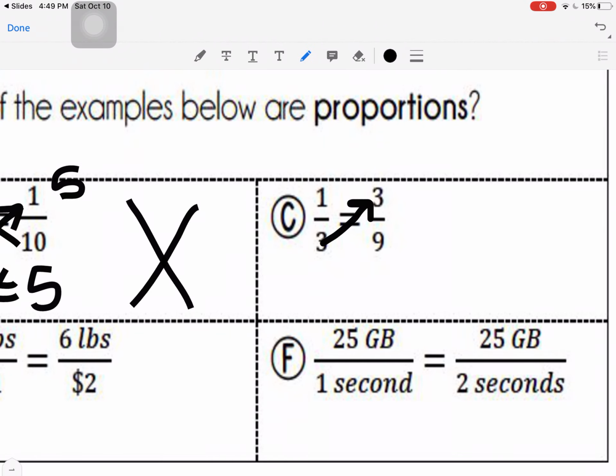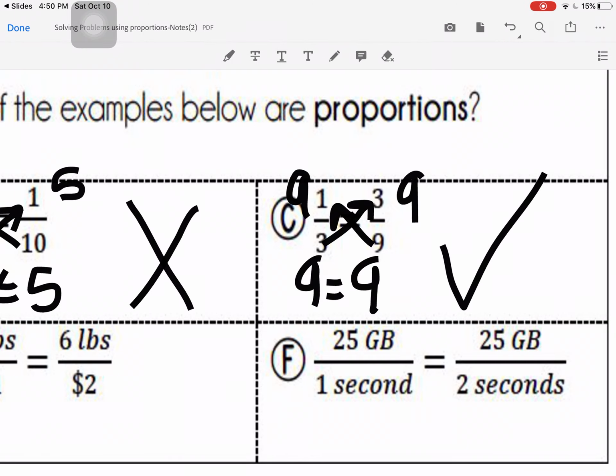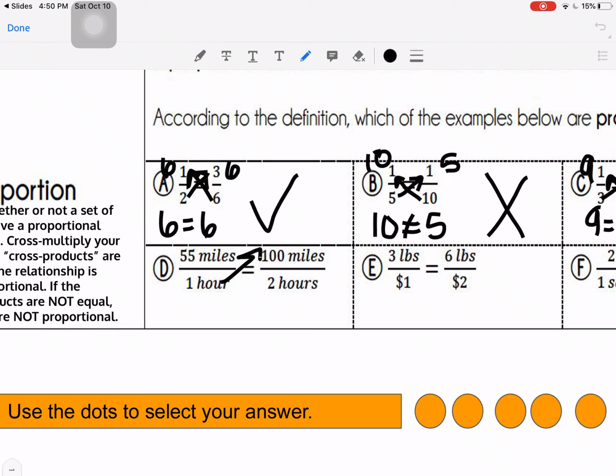3 times 3 is 9. 9 times 1 is 9. 9 equals 9. So those are proportional. Okay, 1 times 100 is 100. 2 times 55 is 110. So 110 does not equal 100. So these are not proportional.